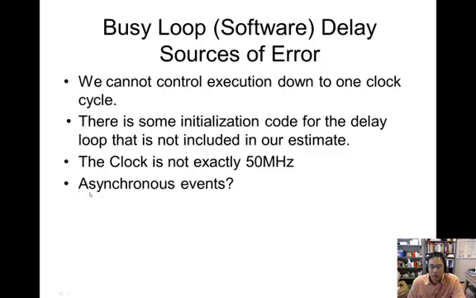Also, we don't know about asynchronous events. An asynchronous event like an interrupt could happen in the middle of our software delay loop or our busy loop. And the assembly code doesn't know that the interrupt happens, so the delay may not be accurate.